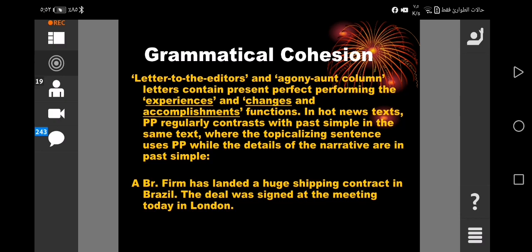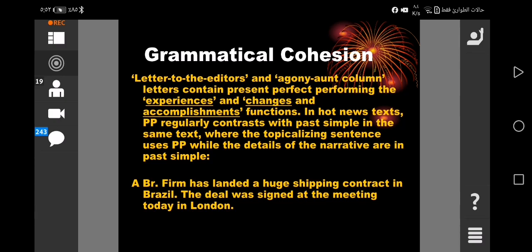So in an agony aunt column or in letters to the editors, they use present perfect, not past simple. So take this example. A British firm has landed a huge shipping contract in Brazil. The deal was signed at the meeting today in London.